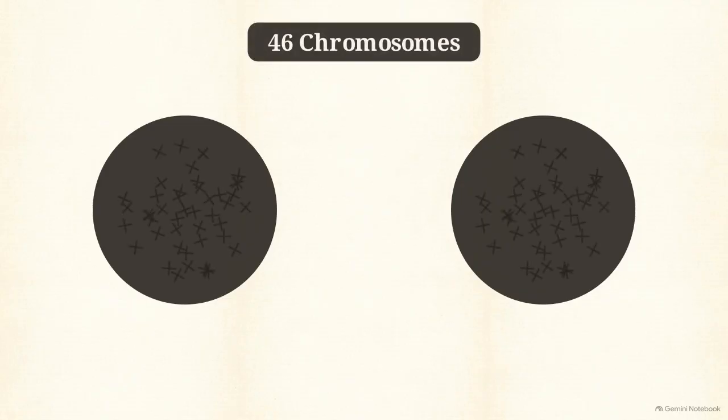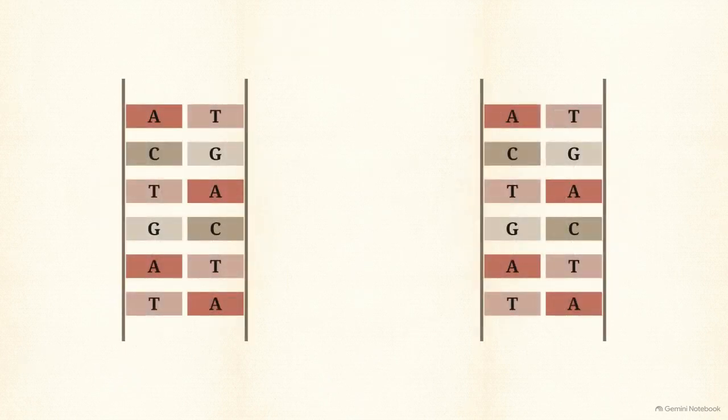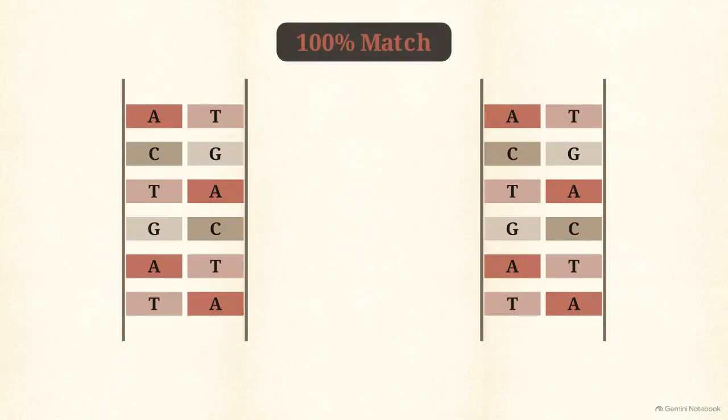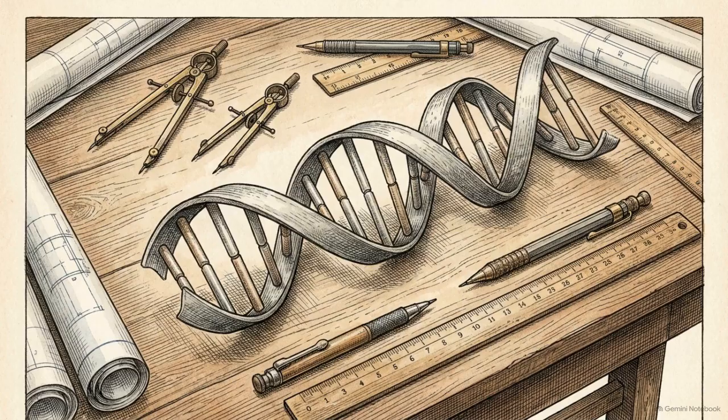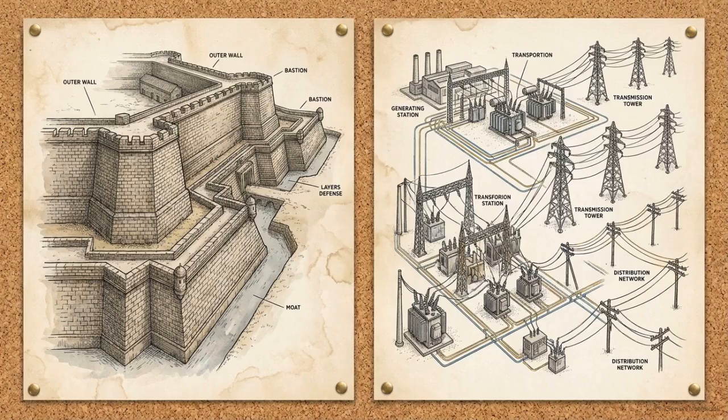Yet inside the nucleus of both of these radically different cells, you will find the exact same inventory, 46 chromosomes. The underlying genetic code, every single base pair of DNA, is a 100% match. It is tempting to think of the DNA sequence as the sole architect of the cell, but a matching blueprint cannot explain why these two buildings look nothing alike.